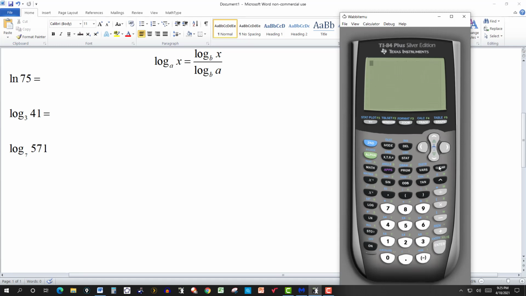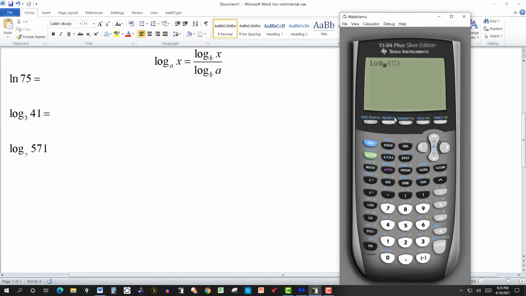Now, this particular calculator has a built-in formula. So notice here, if I go to math, it's way at the bottom over here. I'm going to go up to get to it quicker. And here it is, right there. So hit enter. So it's set up now. We want the log of some number to base whatever it is.